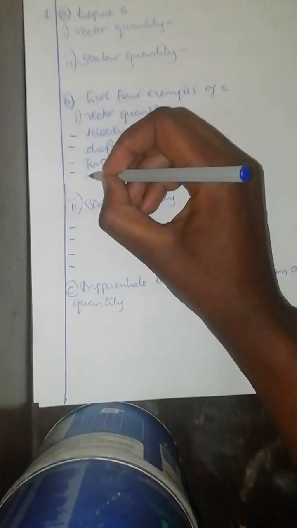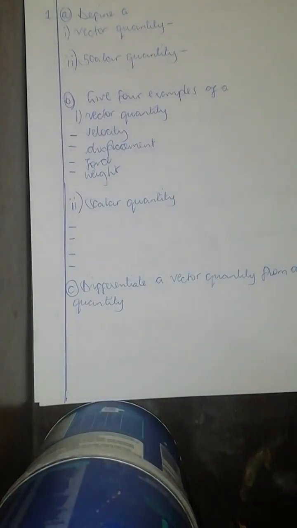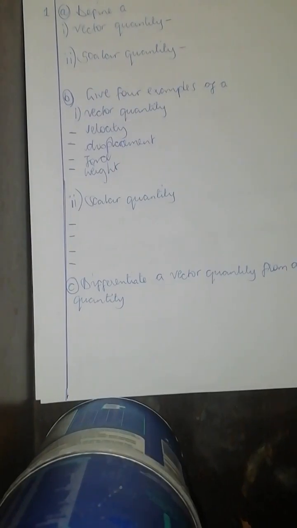The other one is weight. Weight is also a vector quantity because why? Your mass is being pulled by gravity of the earth downwards. So gravity is attracting you to the ground such that you're able to walk without floating. So all thanks to gravity. So now the impact gravity has on you, the mass, is what we are calling weight. So weight is a vector quantity.